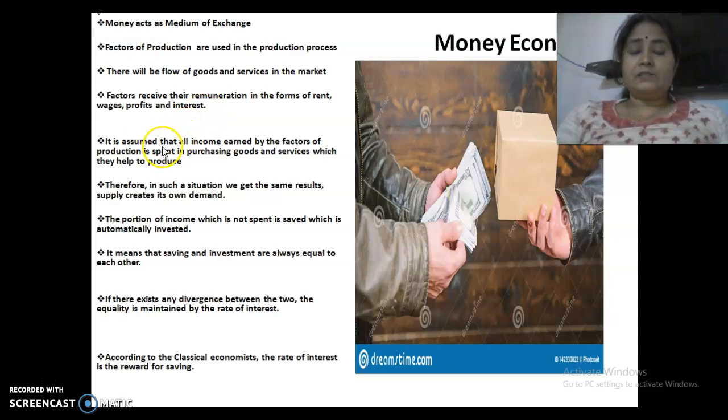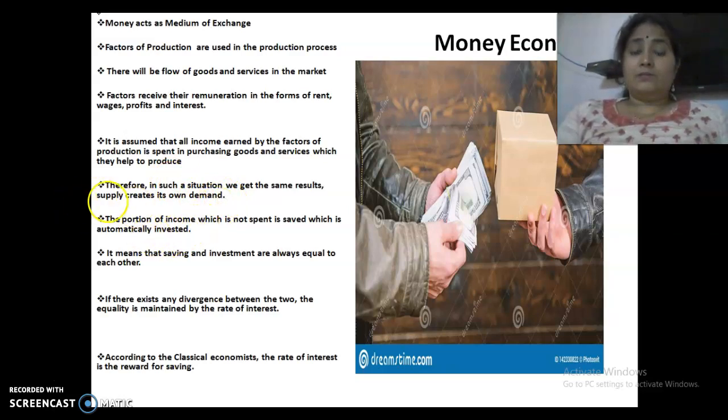Again, it is assumed that the income which is earned by the factors of production is spent on the goods and services which they help to produce. Therefore, in such a situation, we get the same result that supply creates its own demand.